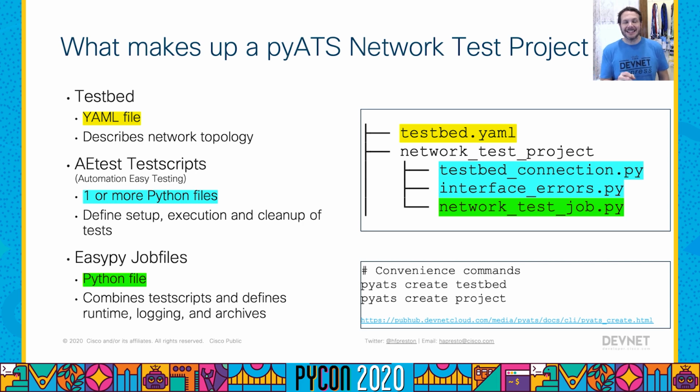Next, we have the AEtest scripts, or the Automation Easy testing test scripts. These are going to be 1 or more Python files that describe the setup, execution, and cleanup of individual tests that you want to run. You can have multiple of these that you would execute against your network, tackling different pieces. Maybe you have an AEtest script that checks that devices are just up and functioning. Then you have another one that tackles things like layer 2 connectivity checks and layer 2 configuration. And then we move up to layer 3 and routing protocol verifications. Each one of those may be broken off into a separate AEtest script.